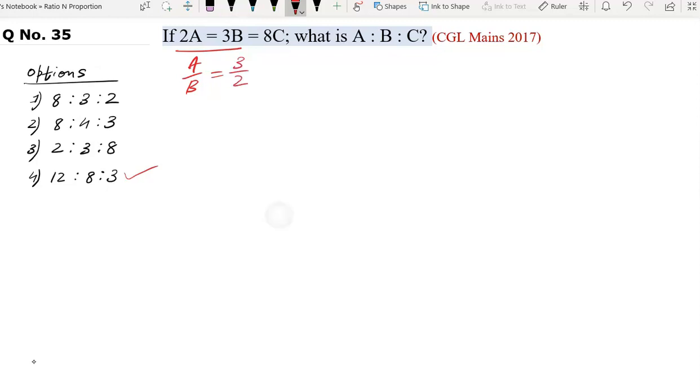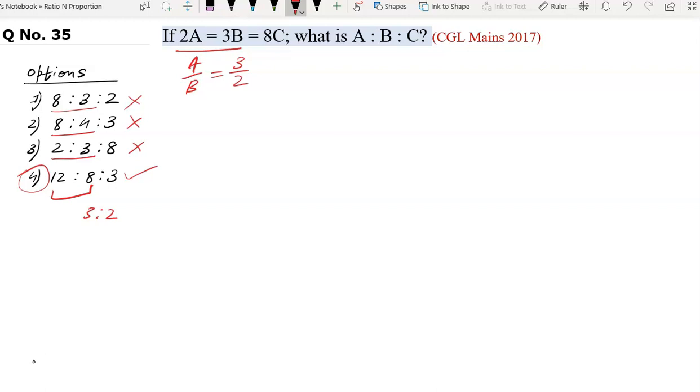And 3 is to 2 is not here. 2 is to 3, 8 is to 4, and 8 is to 3. So these three are not possible. So only this option is possible. 12 is to 8 is 3 is to 2. So in the exam, you don't need to solve this question. You can directly look at the options and you can mark your answer.